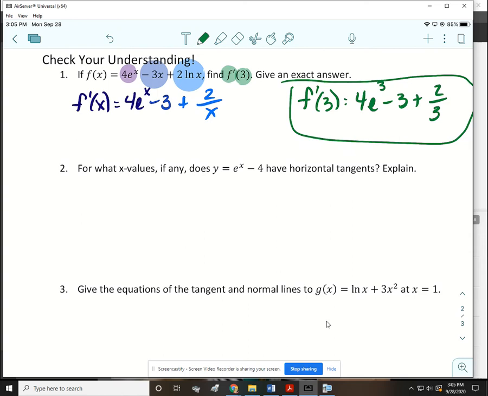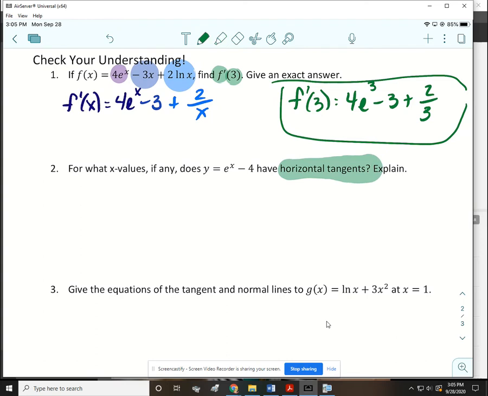All right, and then for 2, for what x values, if any, does y equals e to the x minus 4 have horizontal tangents? Remember from yesterday when we did horizontal tangents, we were looking for where the slope was 0 or the derivative is 0. So the first thing we want to do is find the derivative. When we find the derivative of e to the x, it is e to the x. And then the derivative of negative 4 is 0. So that is it.